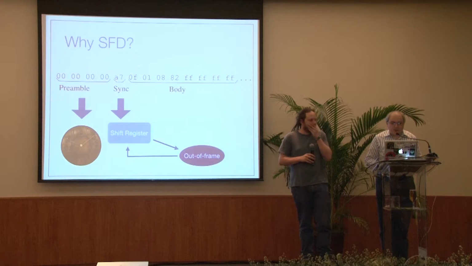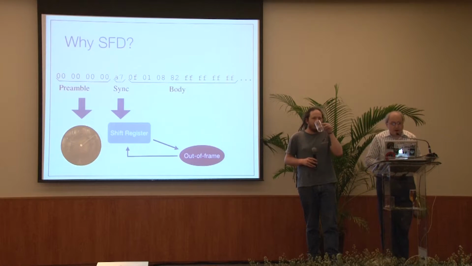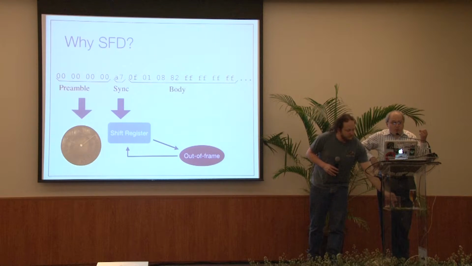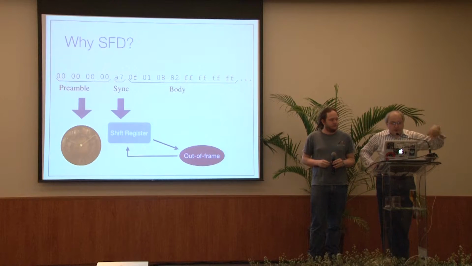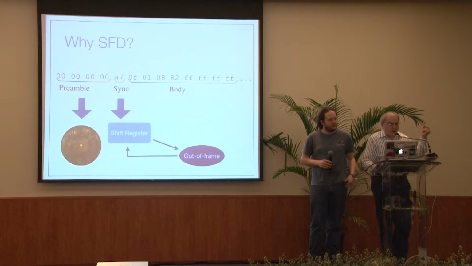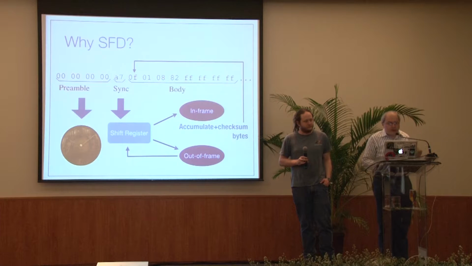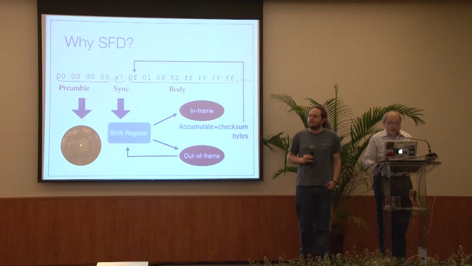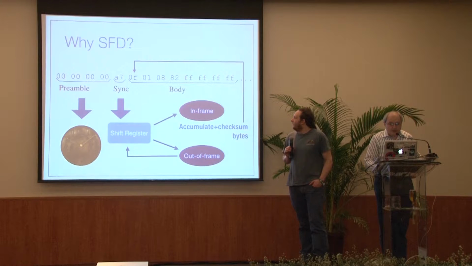So then comes the start of frame delimiter. We know about the preamble now. The sync is this magical value, A7, and the machinery in the chip is a shift register that matches those two symbols from the continual stream that is being pulled out of the air. So when you lock on and you receive A7, that's when you start accumulating bytes and checksumming them. And then when you have received as many of them as the length tells you, you check the checksum and you throw that frame away if it doesn't fit, or you pass it up if it does fit.